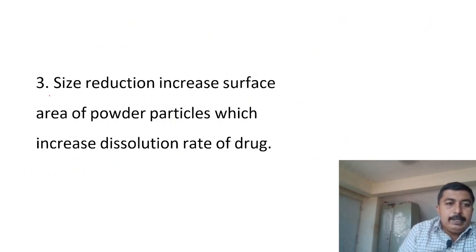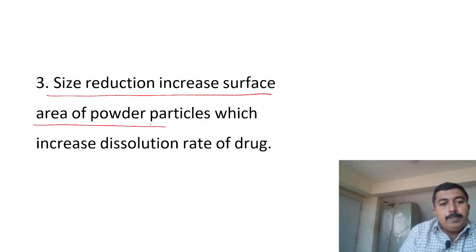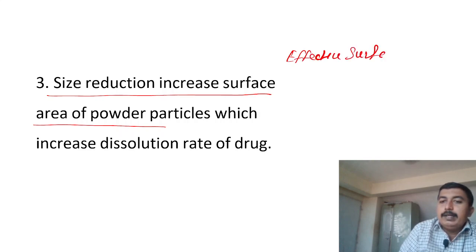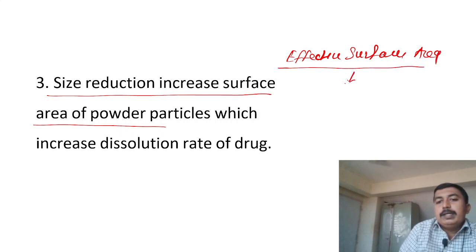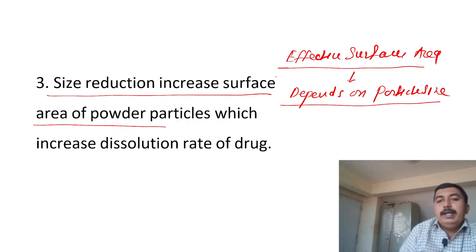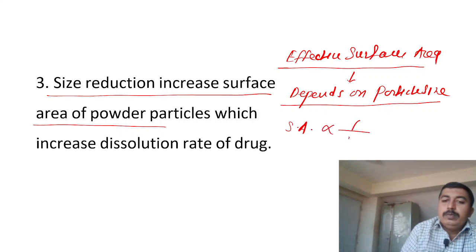Next, the size reduction process increases the surface area of powder particles. The effective surface area depends on particle size, and the surface area is inversely proportional to particle size. That we'll see. So effective surface area is inversely proportional to the size of the powder particle.